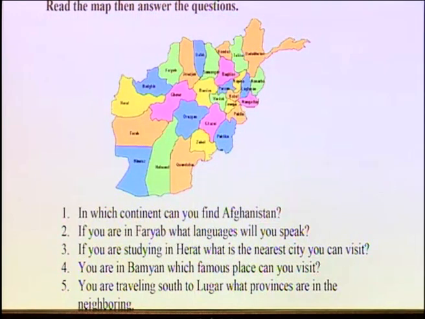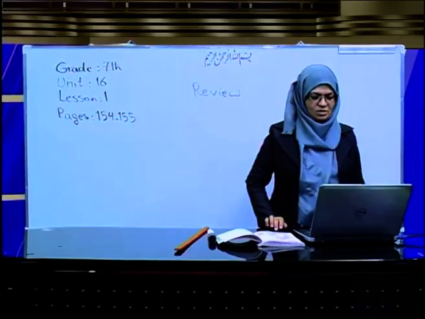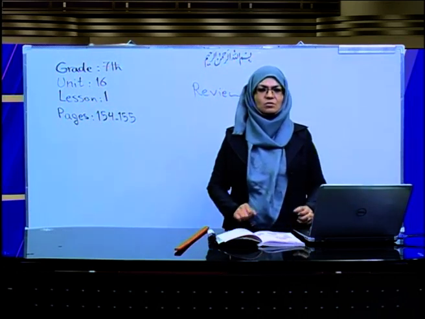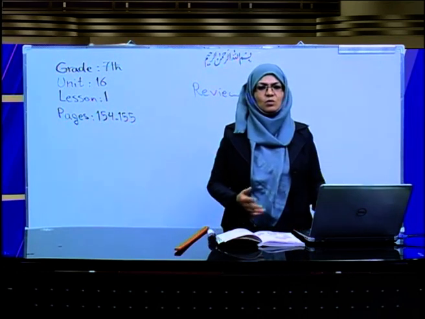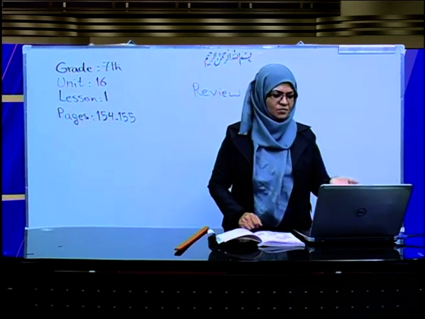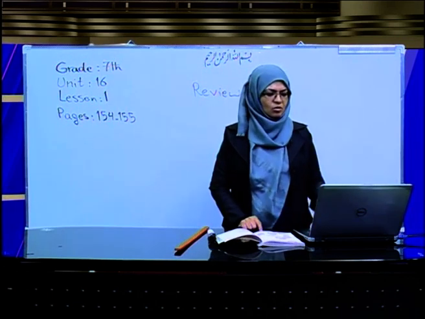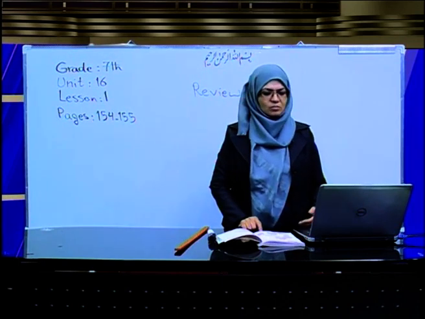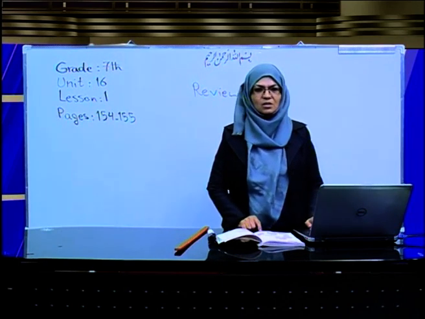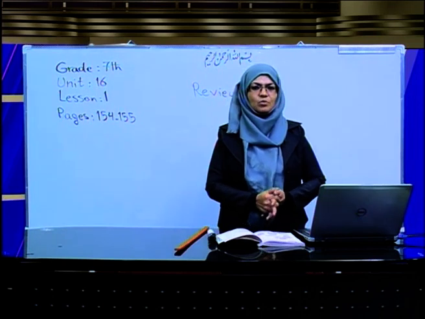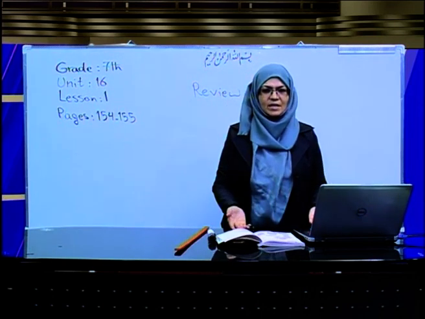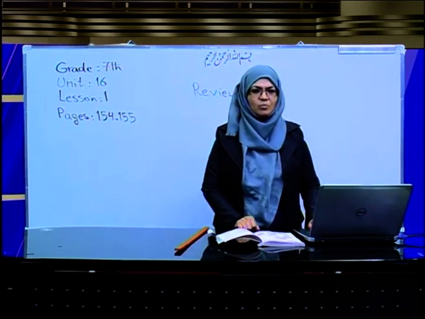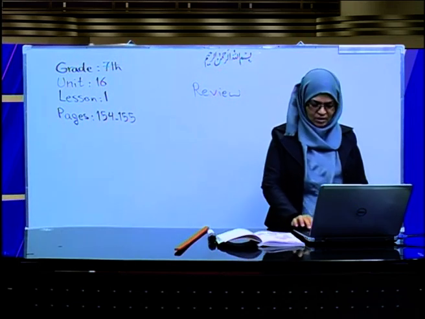That was information about the map. You can make some different questions from the map. Now you can ask yourself what are the nearest cities, for example, to Jawzjan, or to Ghor, or to Kabul. Yeah, you can discuss about the map more with your friends, with your classmates, and with your sister or brothers. Now we will go to the next part.